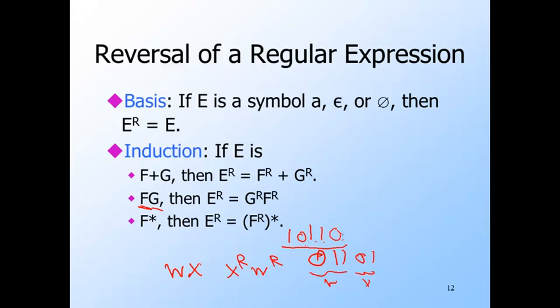And for the star, we reverse the expression f that is starred. So it now produces the reverses of all the strings that f produces. We then star the reversed expression to get concatenations of any number of the reversed strings in any order.